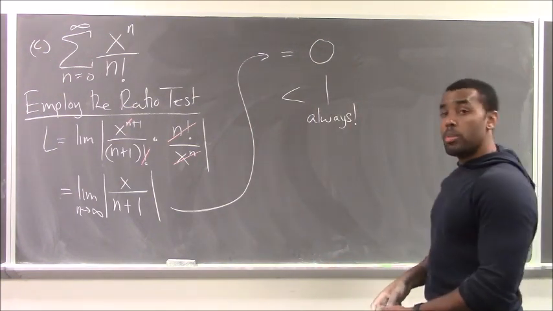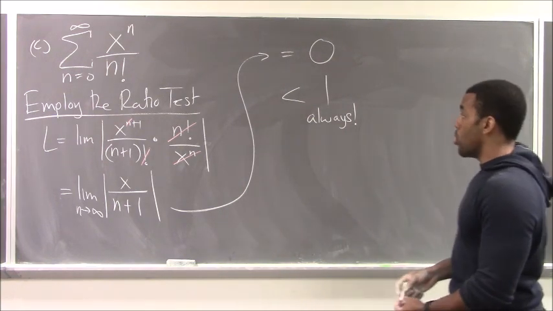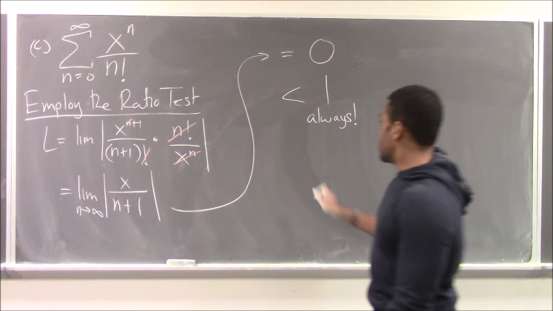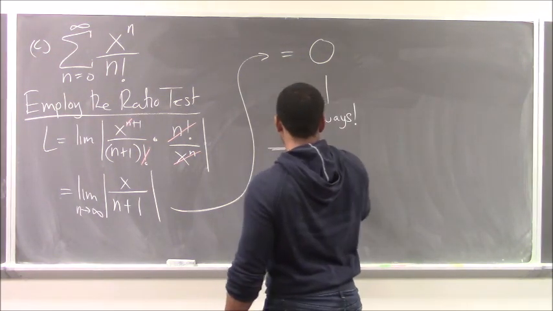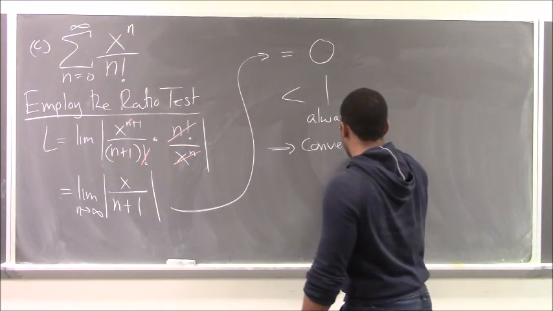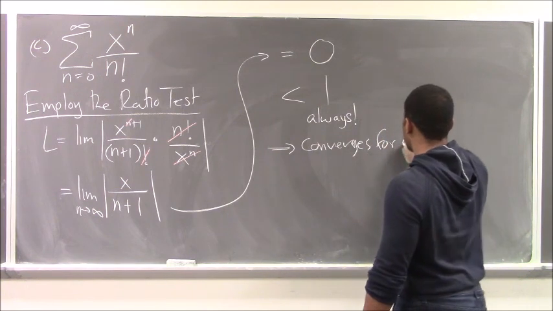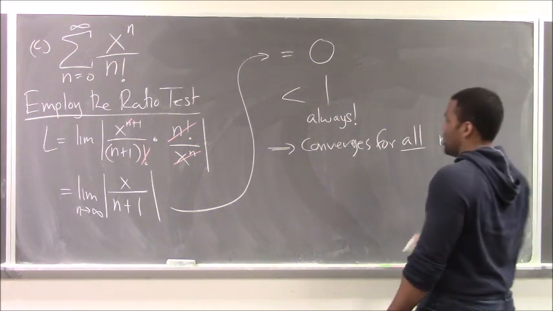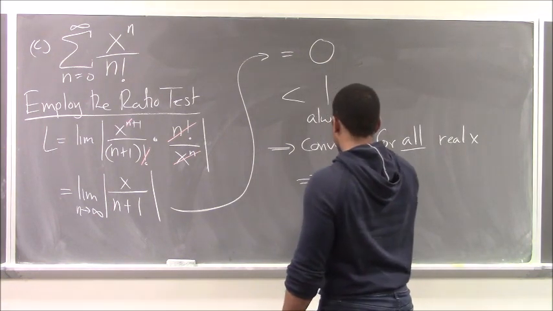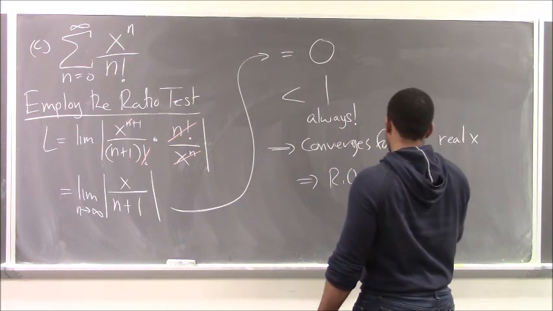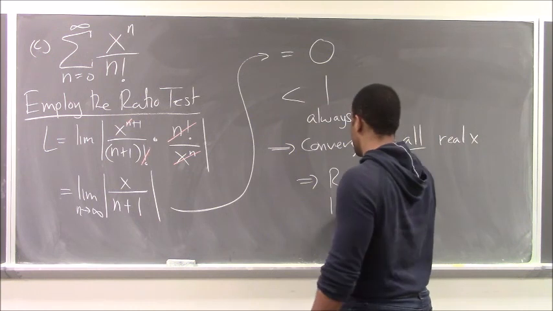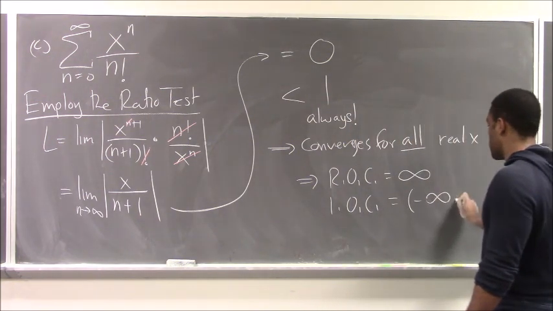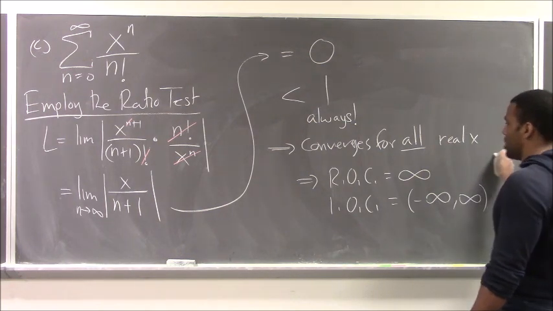What does that tell you about convergence? What is the radius of convergence? What is the interval of convergence? Well, this means convergence for all x. All real x. So that means your radius of convergence is infinite, and your interval of convergence is the entire real line. The interval from minus infinity to infinity.